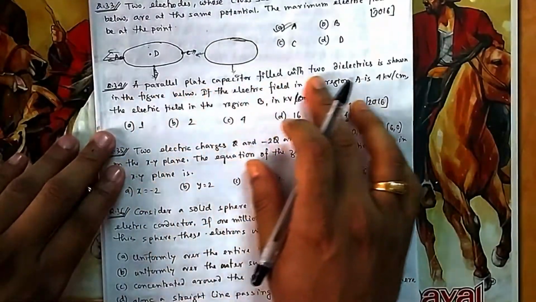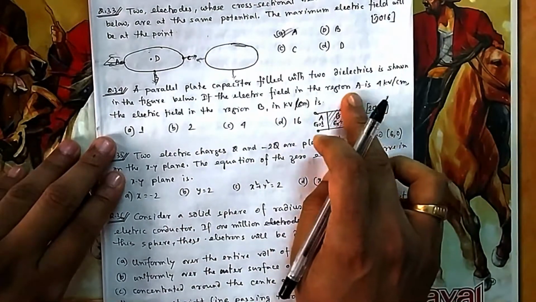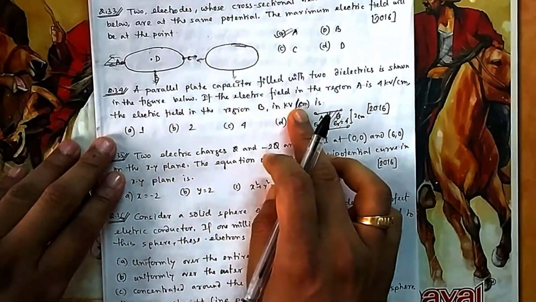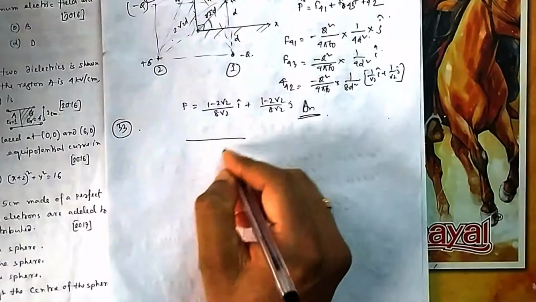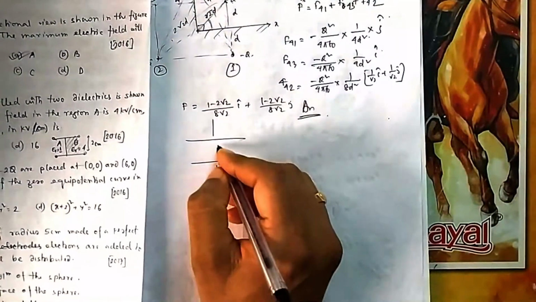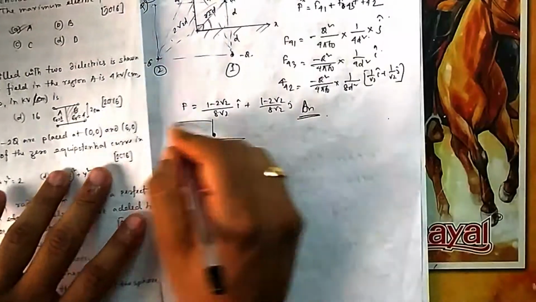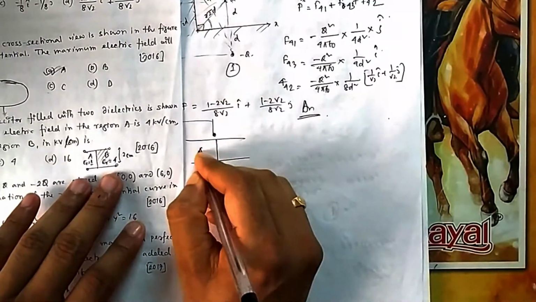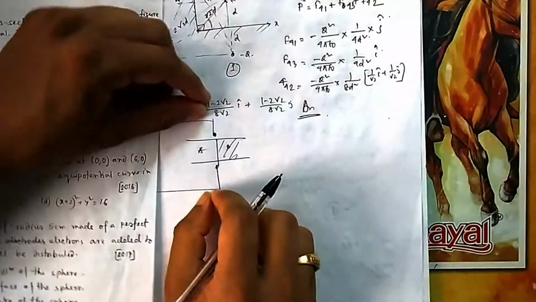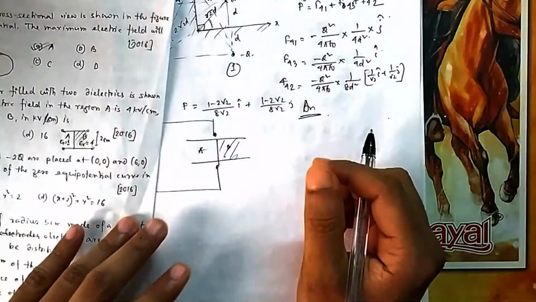A parallel plate capacitor filled with dielectric is shown in the figure. If the electric field in region A is 4 volt, then what is the electric field in region B? Now see the orientation of this capacitor plate. You are giving voltage between these two plates. This is dielectric A, this is dielectric B, but you are applying the same voltage across this, so the voltage should be the same, there is no chance otherwise.